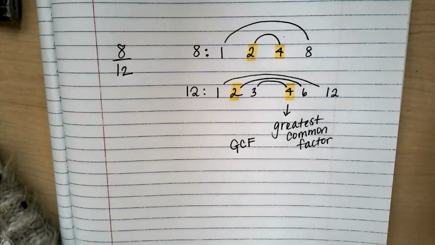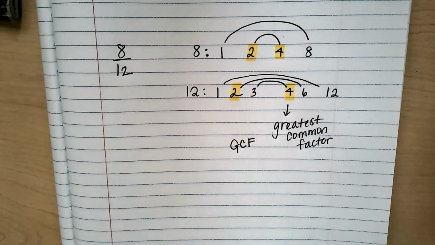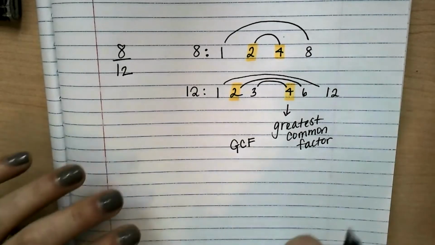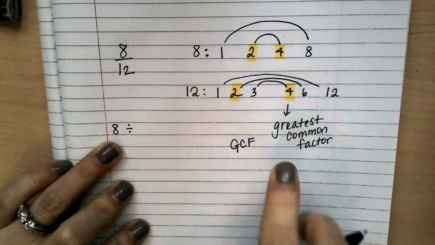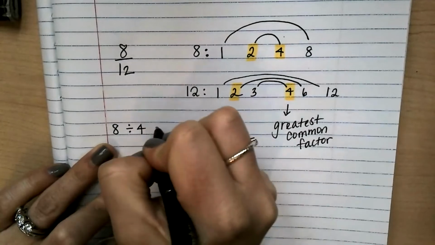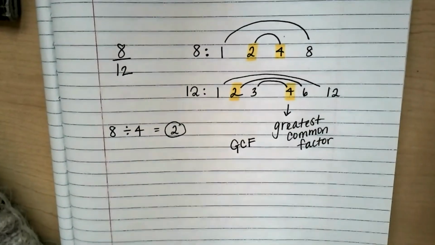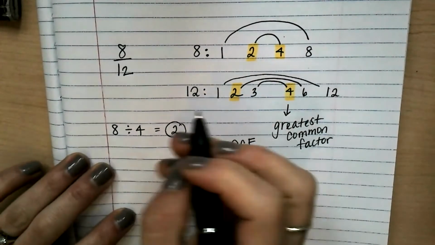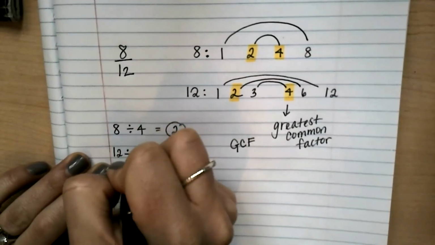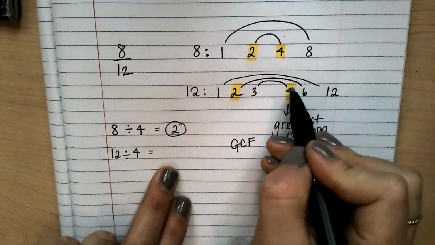So the next step is to divide the numerator by the greatest factor. So the numerator 8, I'm going to divide by 4, and I get 2. The next step is to divide the denominator by that greatest factor. So I'm going to take 12, divide by 4, and I get 3.